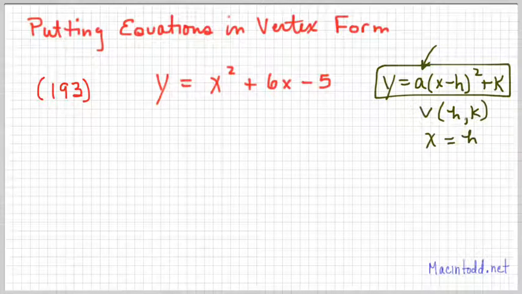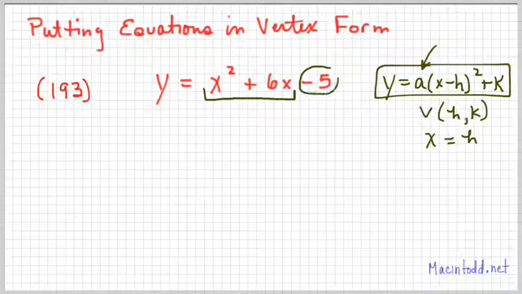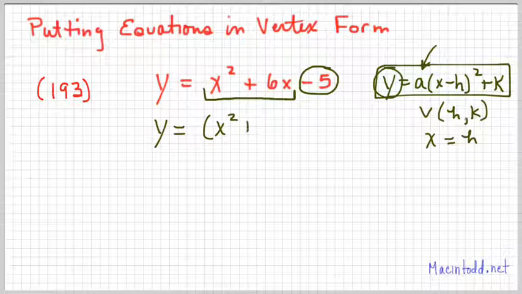To put it in vertex form, we want to focus on the x squared term and the x term, the linear term. That's the part we want to complete the square on. If you remember, when we did this to solve equations, we took the c value to the other side. Well, we can't do that in this problem because the other side has a y on it instead of a 0, and we want y all by itself. So in order to remedy this when we complete the square, we just group the quadratic term and the linear term together.